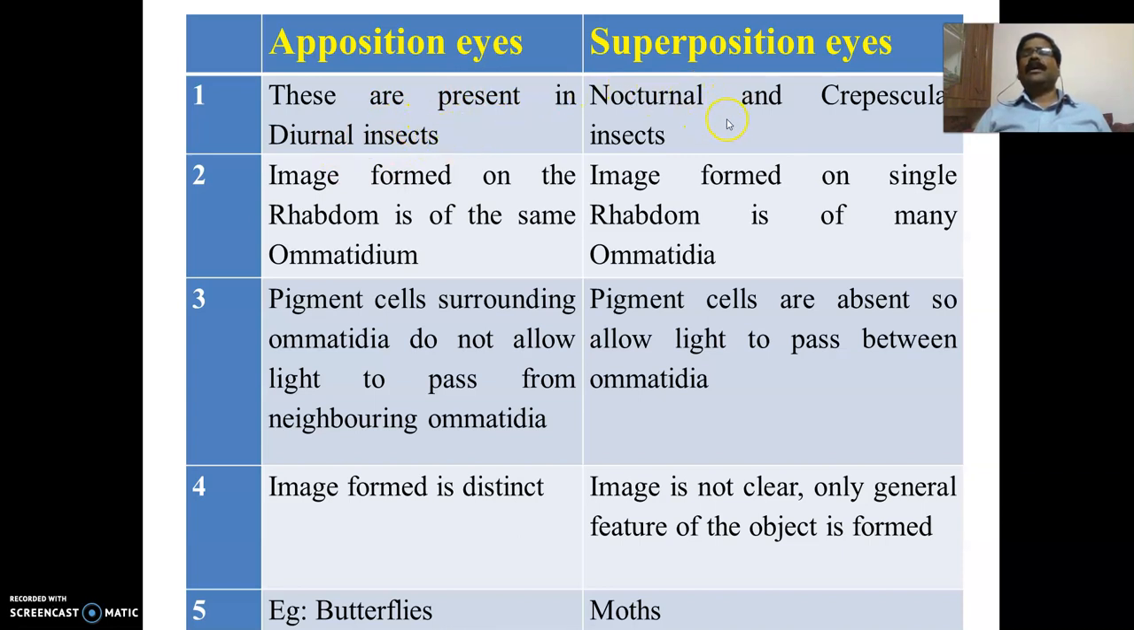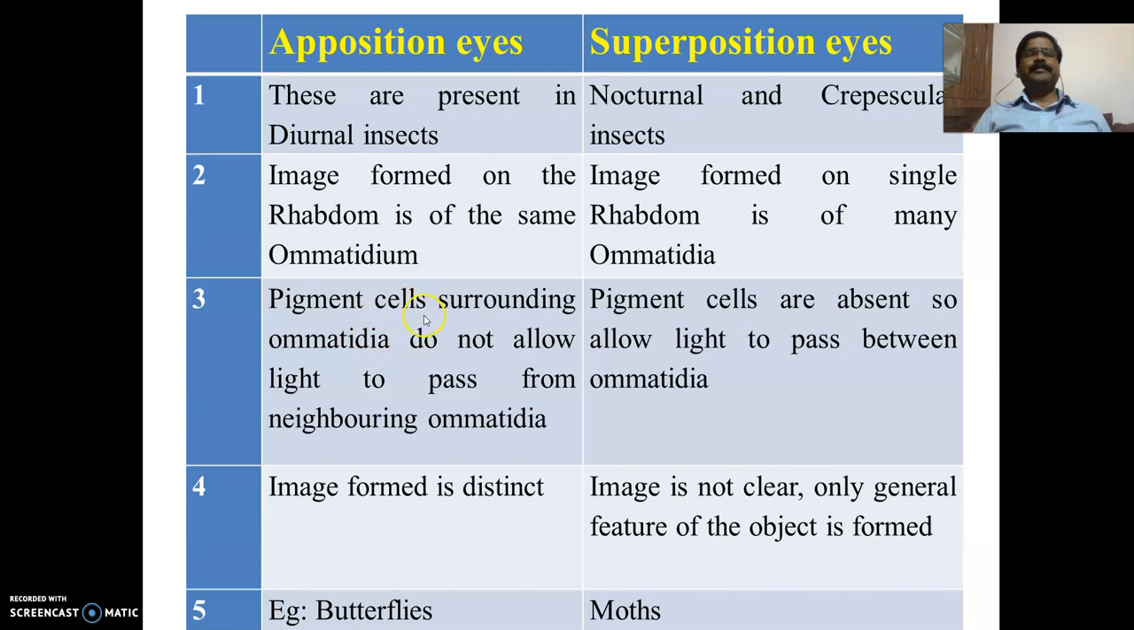Now, superposition eyes are present in nocturnal and crepuscular insects. Nocturnal means they are active during night time. Crepuscular means those which are active during dusk time. The second difference is that the image formed in apposition eyes is because of the light received by an ommatidium, and the image is formed by the same ommatidium. Whereas in superposition eyes, the image formed is because of the light received from different ommatidia. So that is a major difference between apposition and superposition.